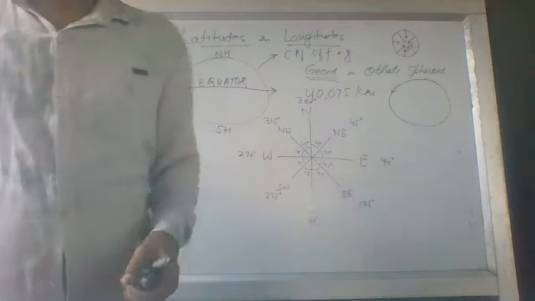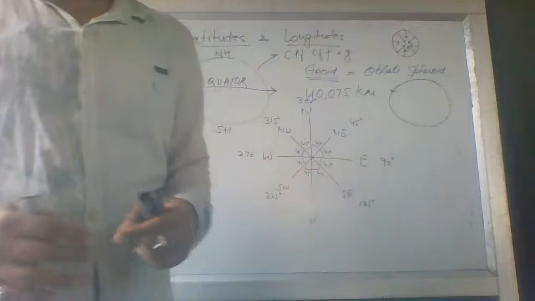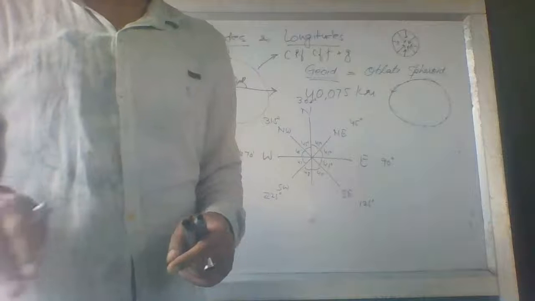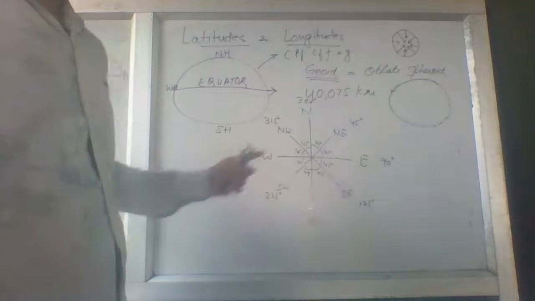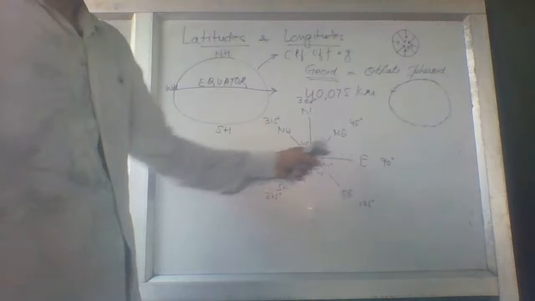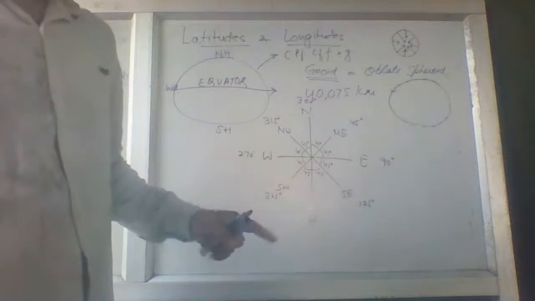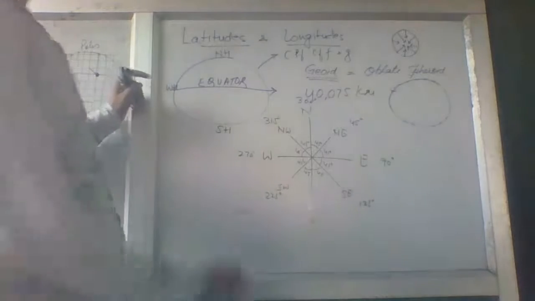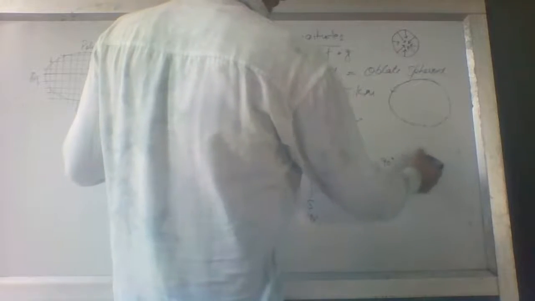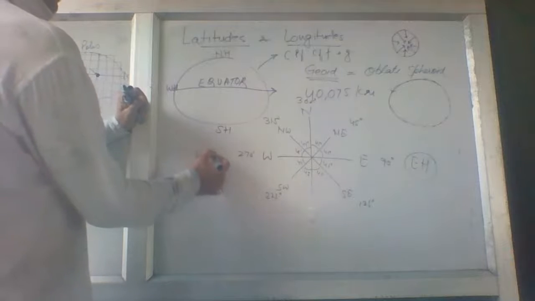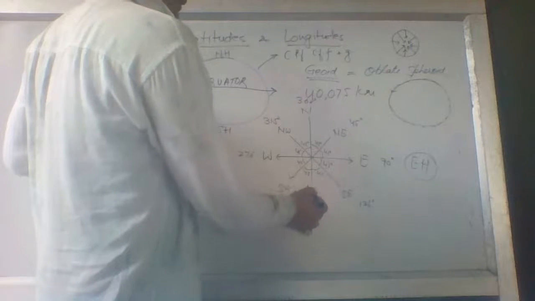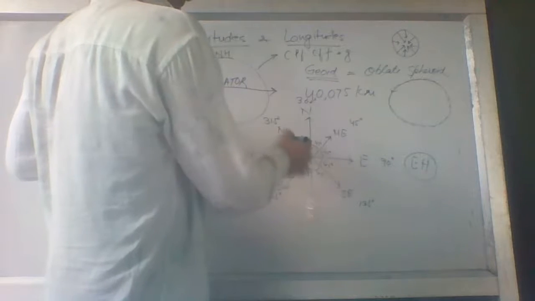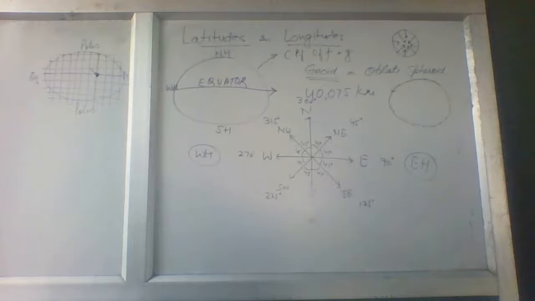Okay, now what happens? The region east and west of the prime meridian, which is a straight line, is 180 degrees. Longitude is called the eastern hemisphere. This is called the eastern hemisphere and the western hemisphere. For better representation, we have to put an arrow in between these two.